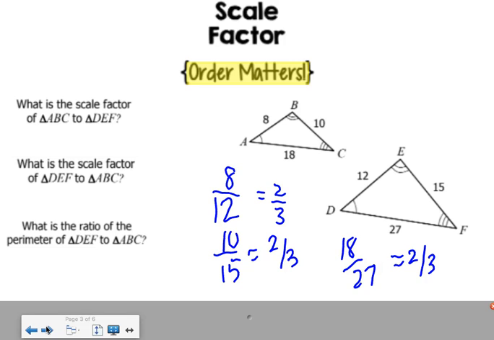Okay, so what is the scale factor from A, B, C to D, E, F? That's just this: 2 to 3. It wants the smaller one first, and you always reduce it. So if you would have had 8 over 12, you would have reduced it to 2 over 3. What is our scale factor from D, E, F to triangle A, B, C? Now I'm going from the big to the small. 3 to 2. You just switch the order.